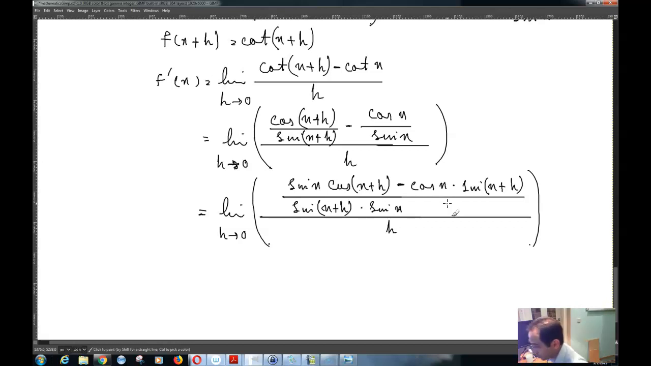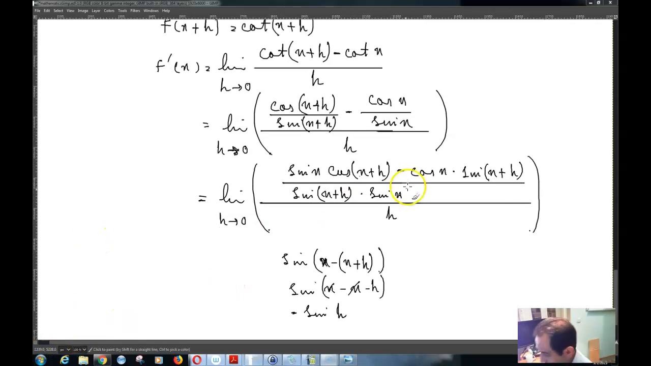And then what you can do is that we have sine of x plus h times sine x. Okay, so let me take a look at this thing. Let me see how we can simplify it.